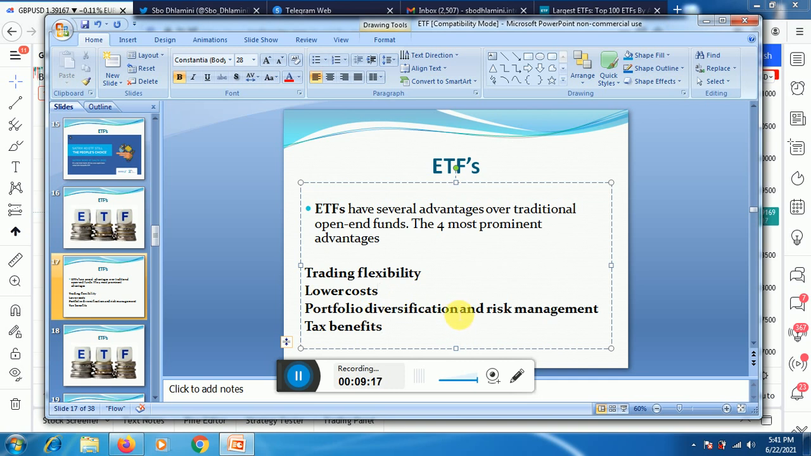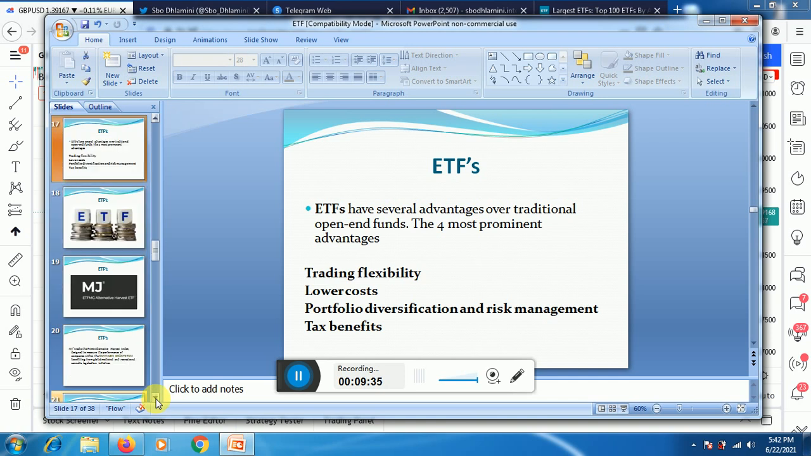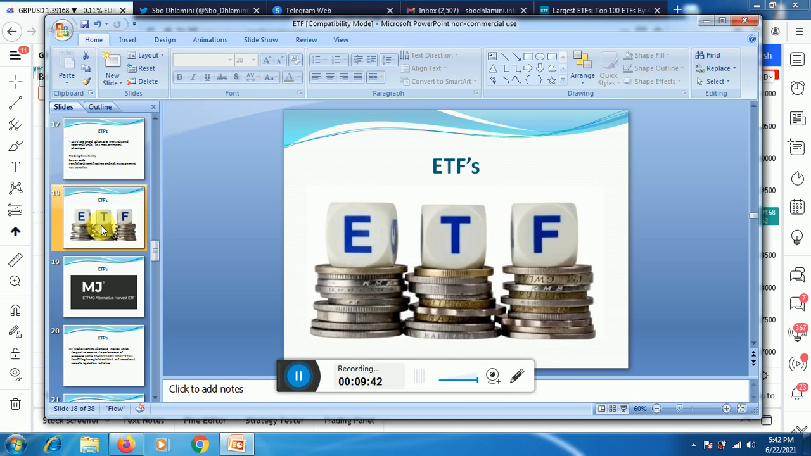And also you can diversify your portfolio using ETFs. The risk is also much lower on ETFs, and they are tax beneficial as well. In some form you can hedge tax with ETFs, and also hedge against inflation. ETFs as well.